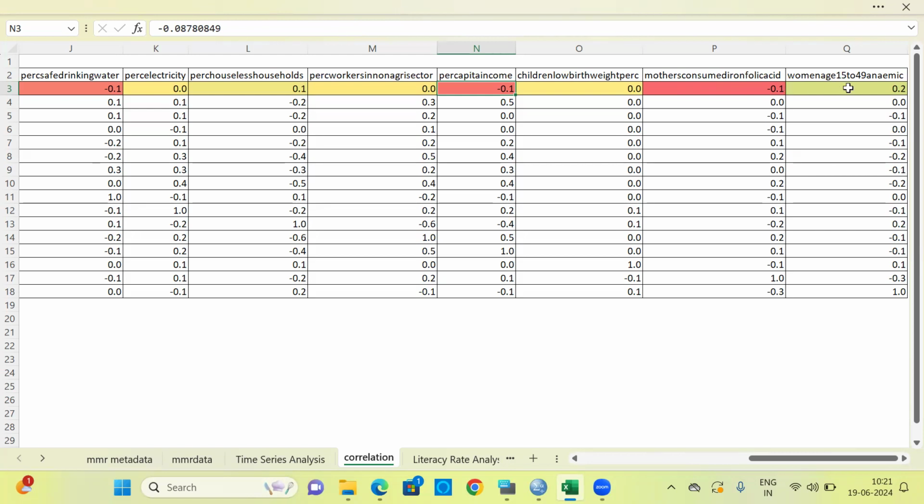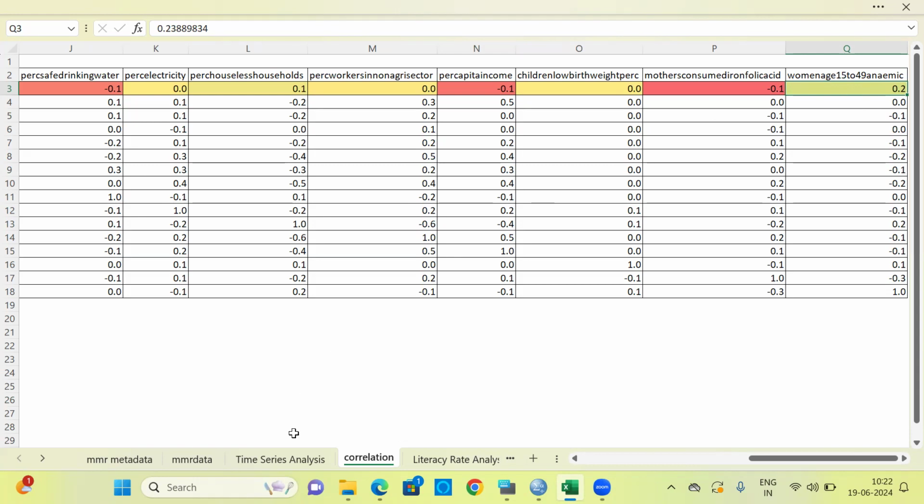Last but not the least, we see a positive correlation of women in the age group of 15 to 14 who are anemic and that of MMR. That is, if you see a higher percentage of women in the age bracket of 15 to 14 years who suffer from anemia, you can expect the maternal mortality rate to go up. So these are certain high-level analysis and insights that we can obtain from maternal mortality rate analysis.